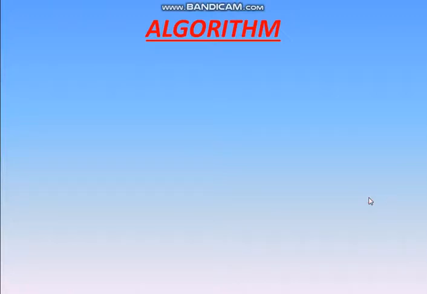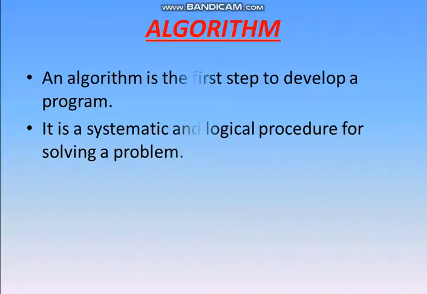So first of all, let us see what is algorithm. An algorithm is the first step to develop a program. It is a systematic and logical procedure for solving a problem. It is written in a simple language so that one can easily understand the steps. A good algorithm helps us to write effective and efficient programs.